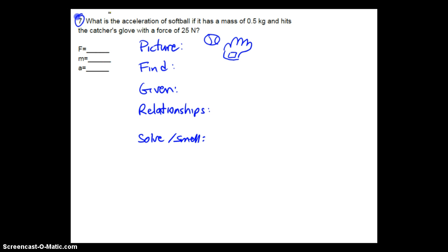Okay, we're now looking at number 7, and this one we're looking for acceleration. What is the acceleration of a softball? Here's a softball with a mass of 0.5 kilograms, and it hits the catcher's glove with a force of 25 newtons. Now the catcher's glove is a little more round, so I had to make it a little more round there. Okay, so what we're trying to find is acceleration. And we're given a mass of 0.5 kilograms. We're also given a force. We'll assume that this is the net force, the only force that's mentioned in the horizontal direction, 25 newtons.